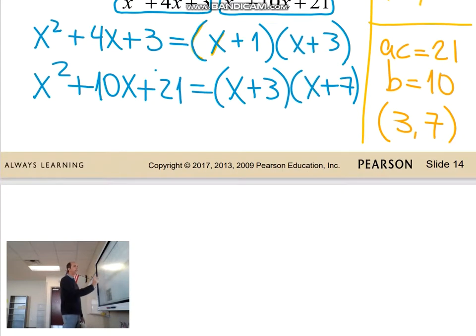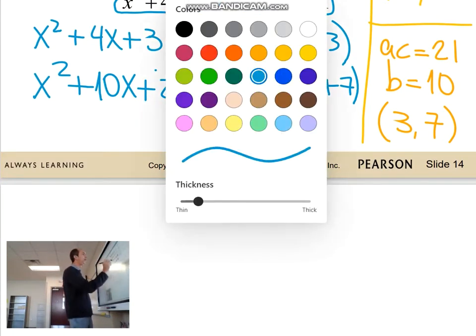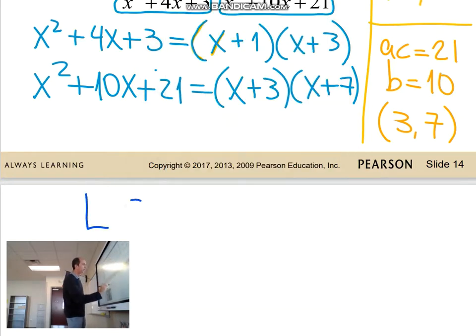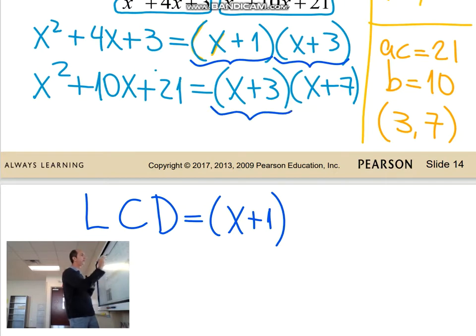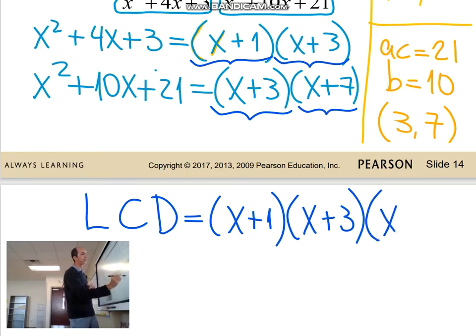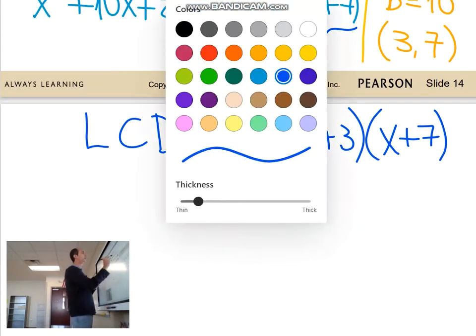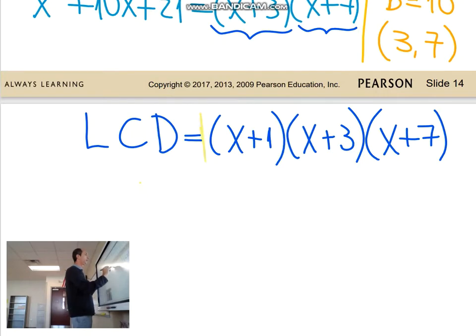And the least common denominator. Now we have the unique factors, right? So you need all the unique factors that you can see here. One unique factor is x plus 1. Another unique factor is x plus 3. We have it twice here, but it doesn't matter. You're just going to write it once. And another unique factor, x plus 7. This is the result. This is the least common denominator that we are looking for.